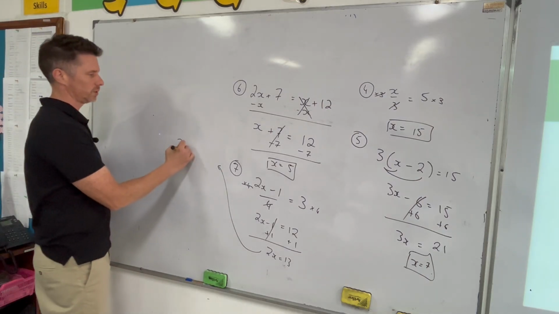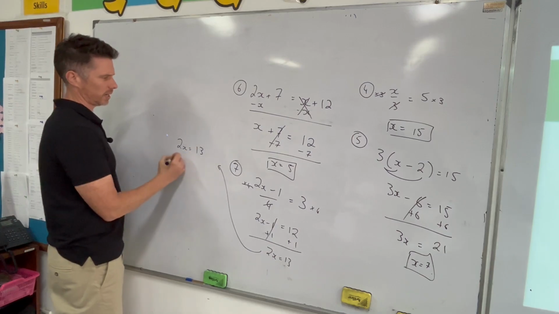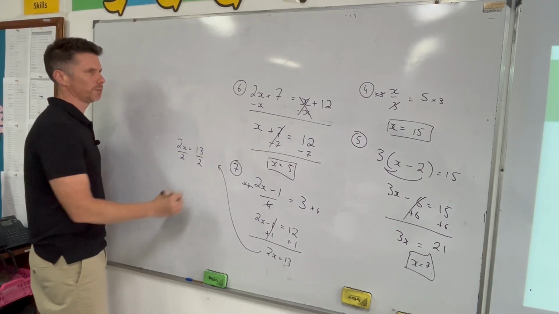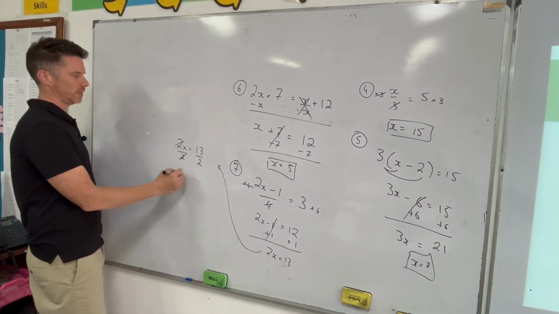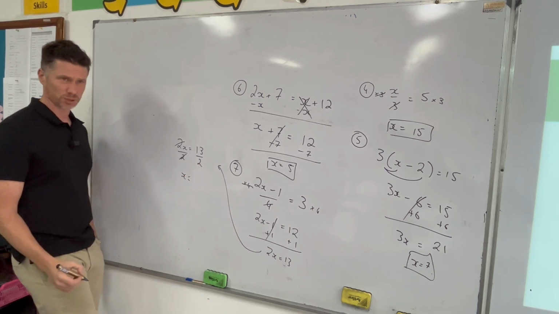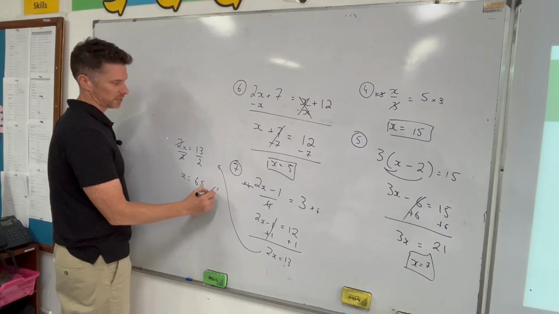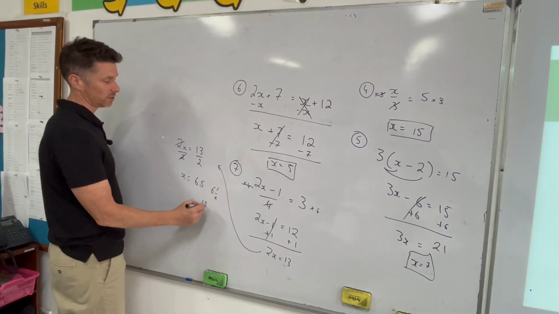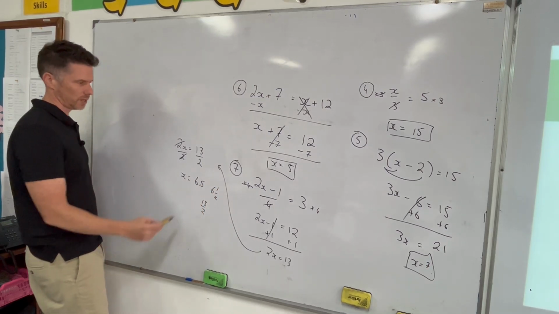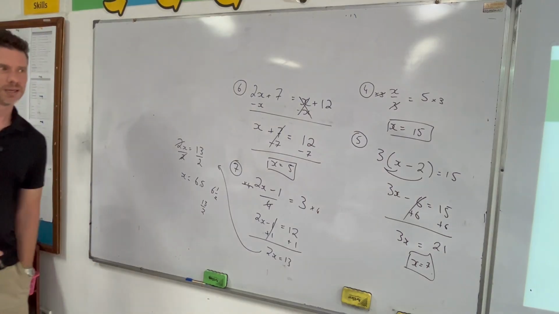Well, I'm not too sure what number it is yet, so I'll divide by 2. I'll follow my process. Dividing by 2 will get it down to 1x. 1x is 13 over 2, which is 6.5, or you can leave it as 13 over 2. I'm okay with that, 13 over 2. All those answers are acceptable.